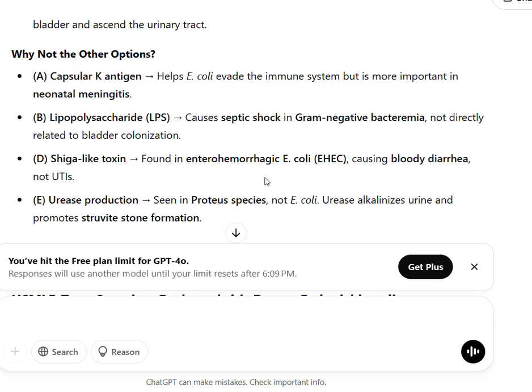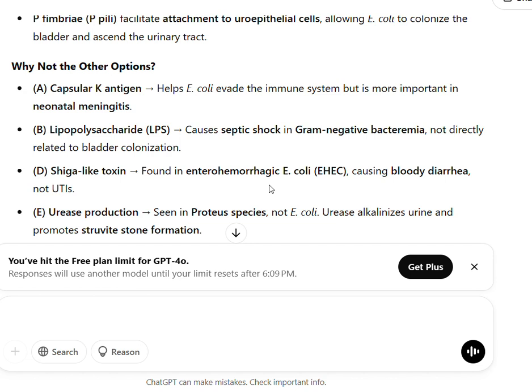Why not the other options? A. Capsular K antigen helps E. coli evade the immune system but is more important in neonatal meningitis. B. Lipopolysaccharide LPS causes septic shock in gram-negative bacteremia, not directly related to bladder colonization.